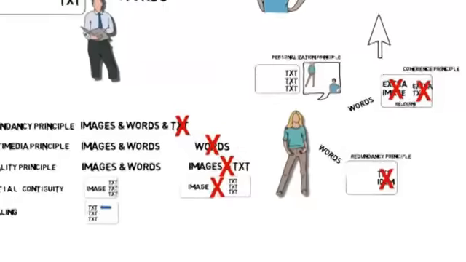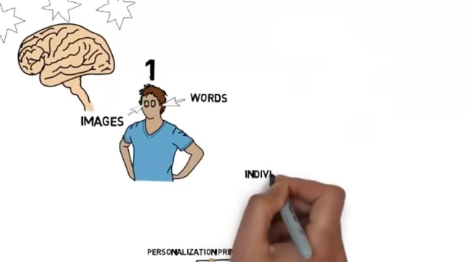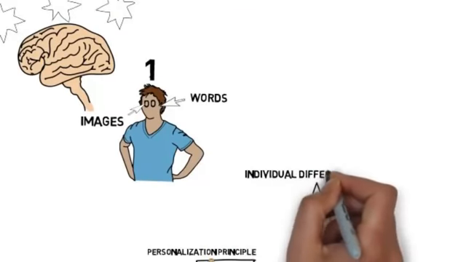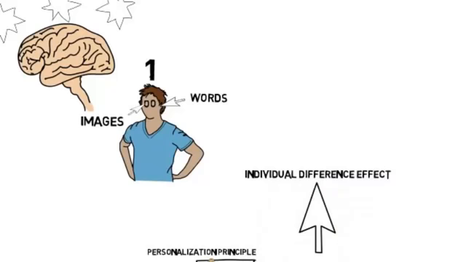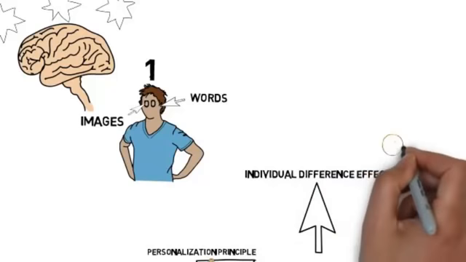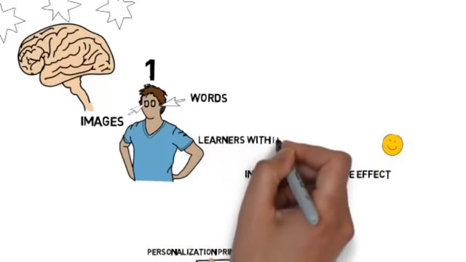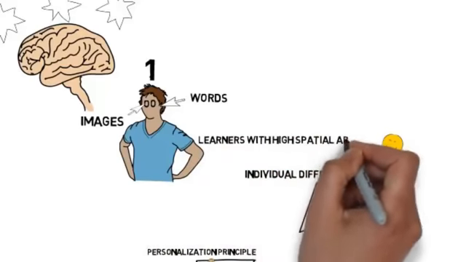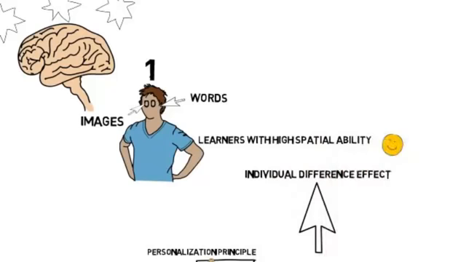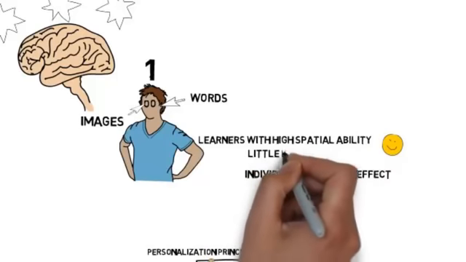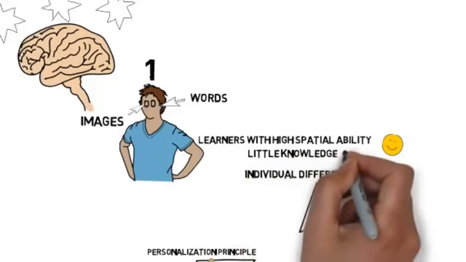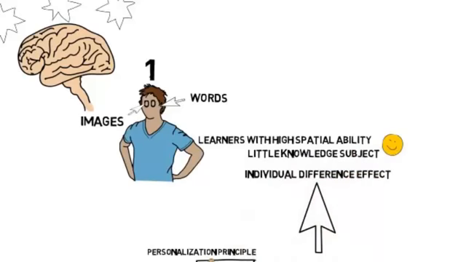These were the general principles. The effects do differ by individual. The individual difference effect. The principles work best when learners have high spatial ability. This is meaningful to measure an IQ, but of course in a classroom this is difficult to determine. But it also works well for learners who have little knowledge of the subject.